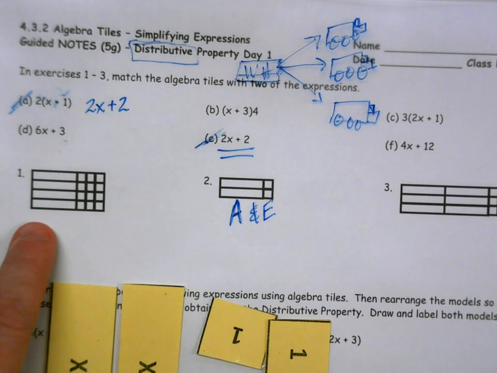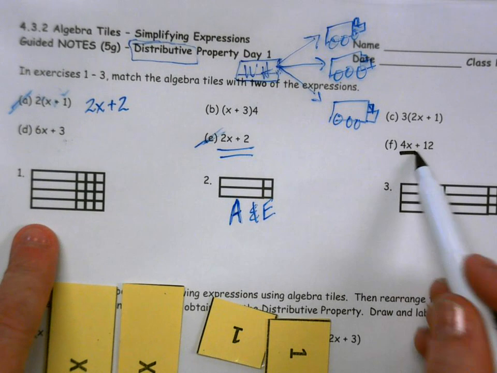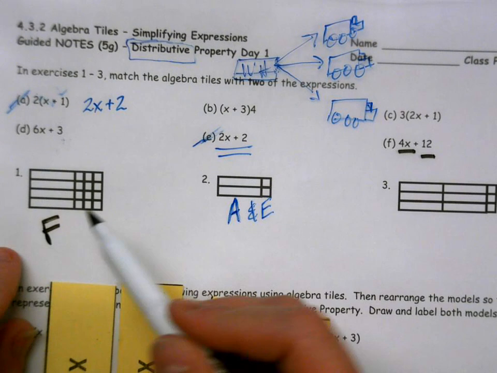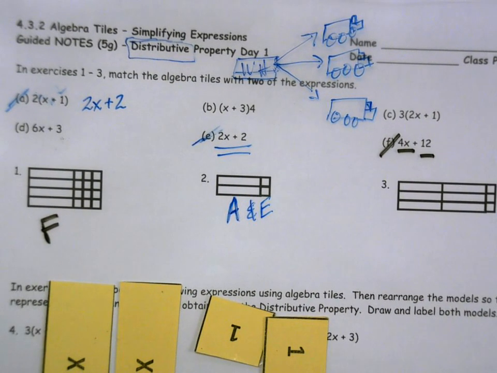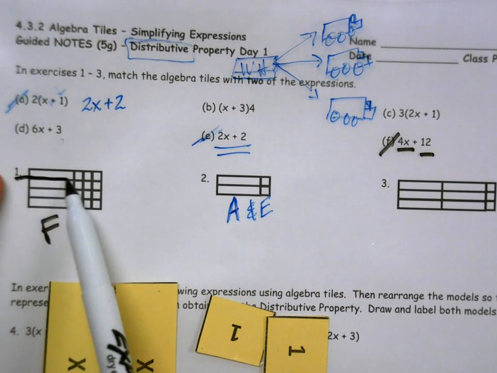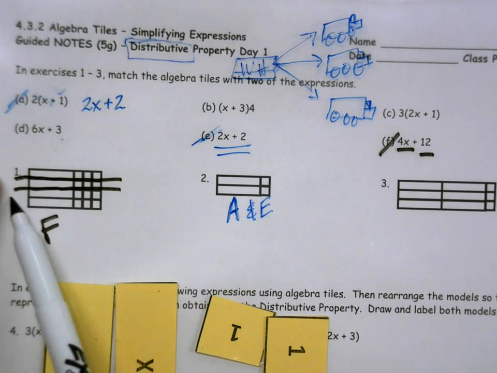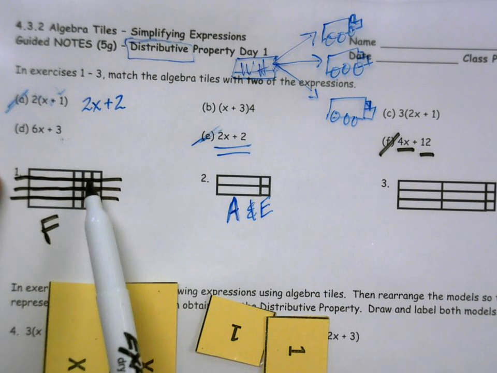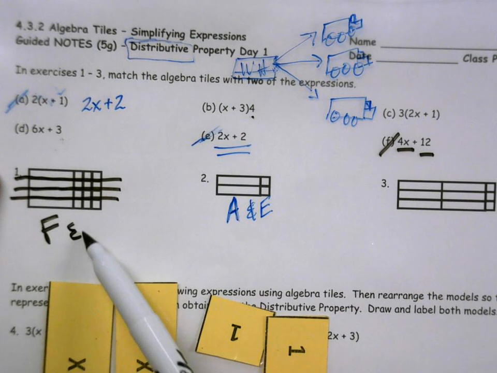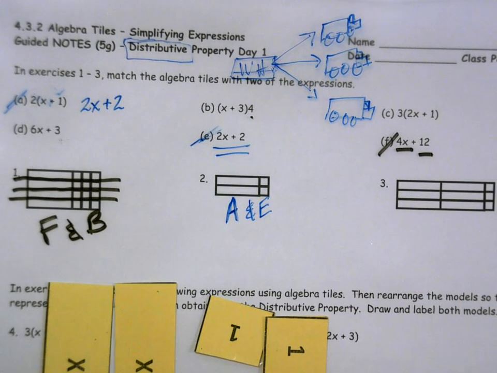Read that. Okay, so why do we say F? Why does F match? Because it says 4x and 4x, and then there's 12. Okay, so that's the easy one to match. Which other one matches? B. Do we have 4 groups here? 4 groups of x plus 3. That's what this says, 4 groups of x plus 3. So F and B.